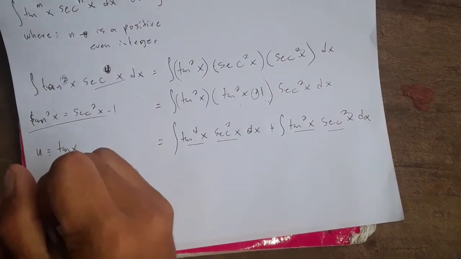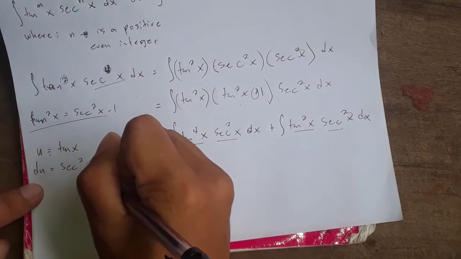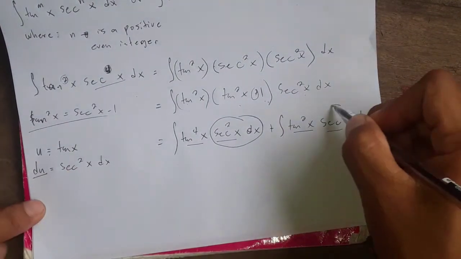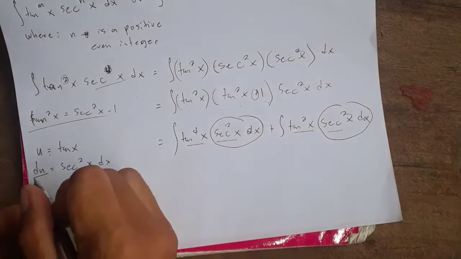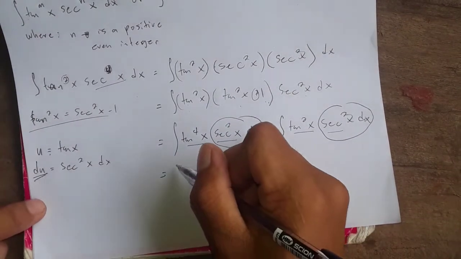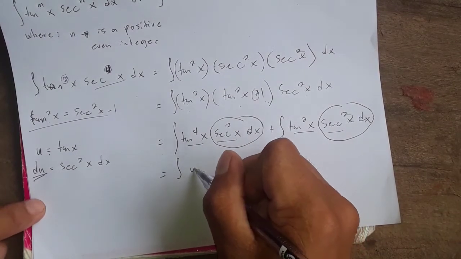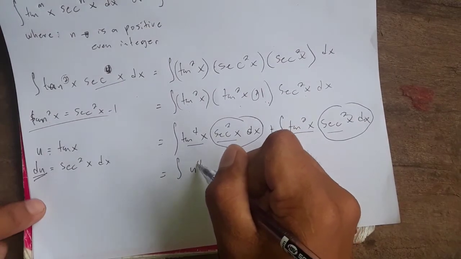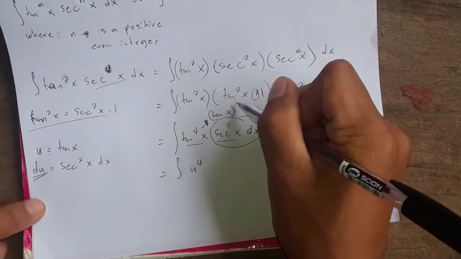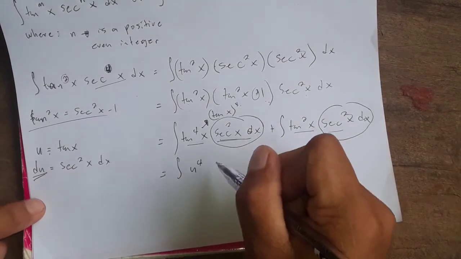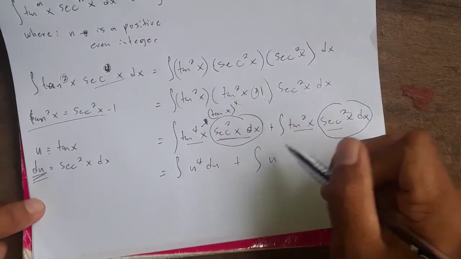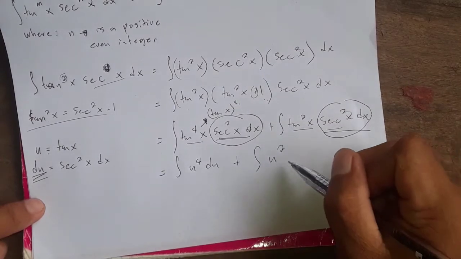So finding the derivative, we have du is equal to secant squared of x dx. So this function is equal to our du, and this function is also equal to our du. In substituting our representation into the original function, our tangent of x is equal to u, which is raised to the power of 4, because we're going to write this as tangent of x raised to the power of 4. Therefore this function is equal to du, and then plus tangent x is equal to u, which is raised to the power of 2, and this is equal to du.